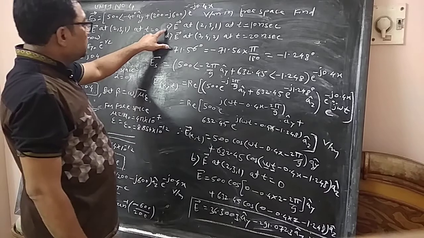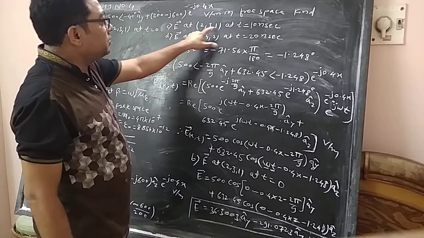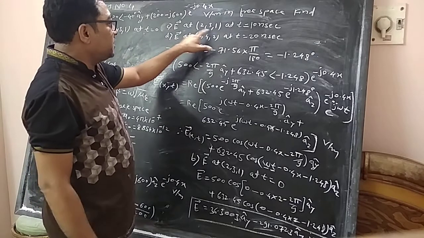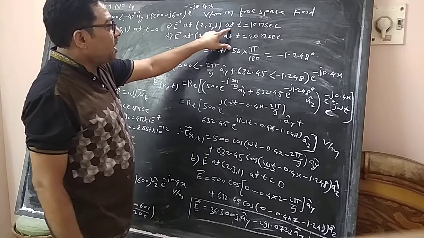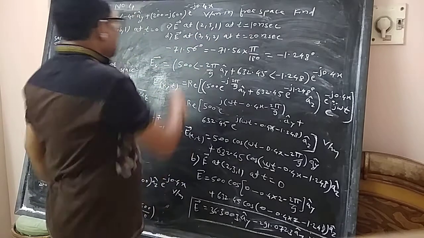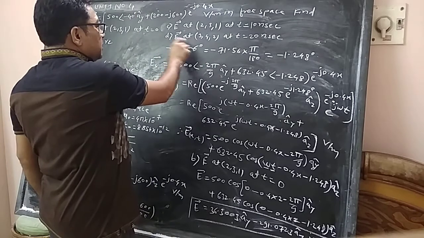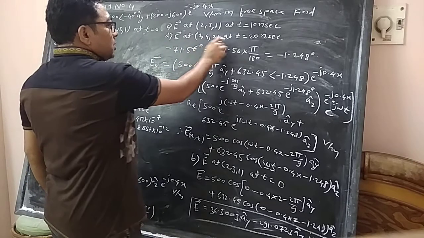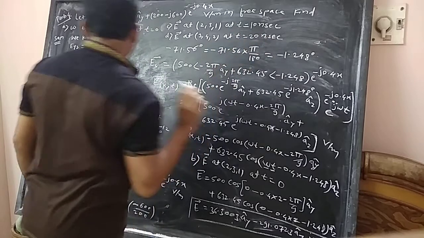The option number third, that is C, E vector at (2, 3, 1). These are the coordinates x, y and z. So (2, 3, 1) at t equal to 10 nanosecond. And for option D, E vector at (3, 4, 2) at t equal to 20 nanosecond.